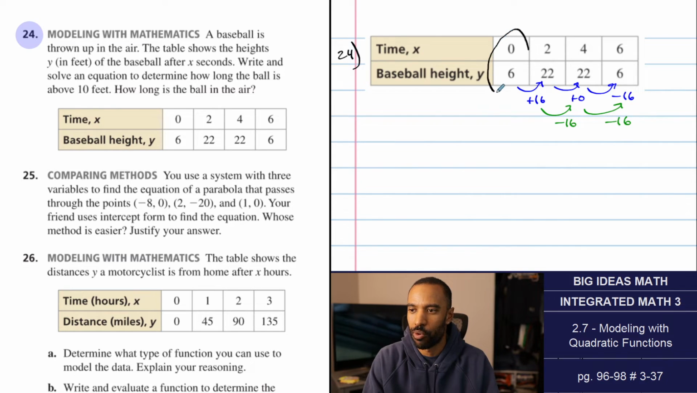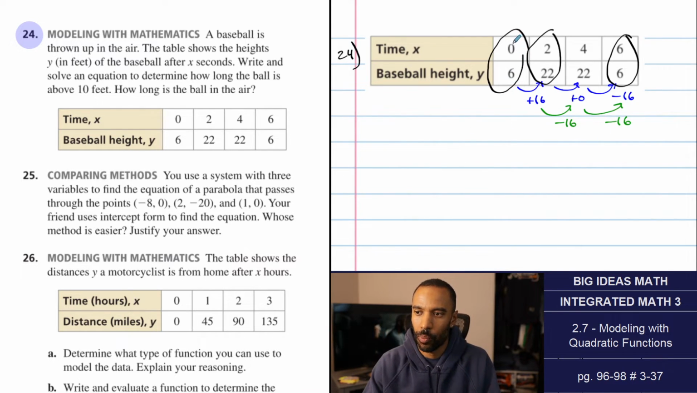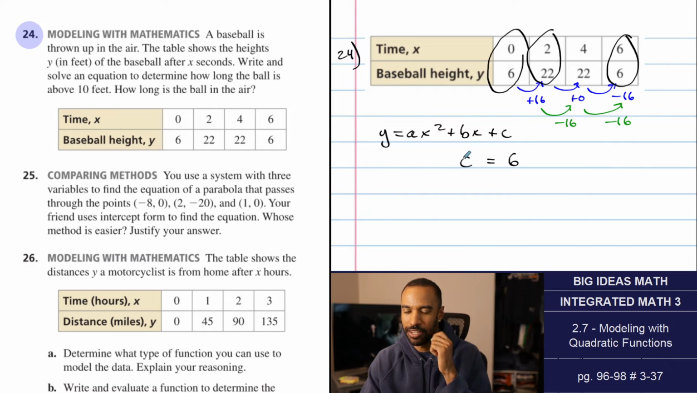Let's choose 3 of these points. 1, 2, 3. I'm choosing the 3 smallest points among these that I can use. So when x is 0, y is 6. When x is 2, y is 22. When x is 6, y is 6. So let's go 0 squared. Well, hold on. y equals ax squared plus bx plus c. We're going 0 squared times a is 0, plus b times 0 is 0, plus c equals 6. There's our y-intercept. We'll get to plug that in a second.